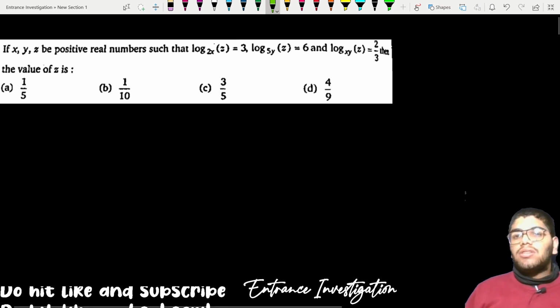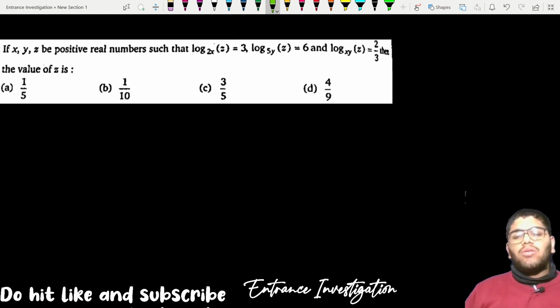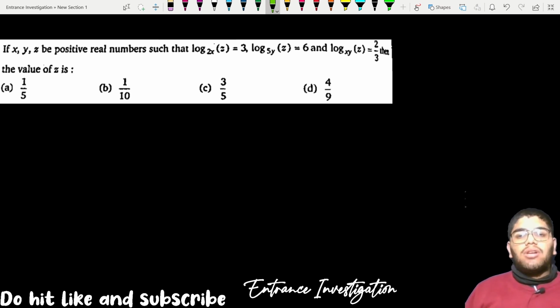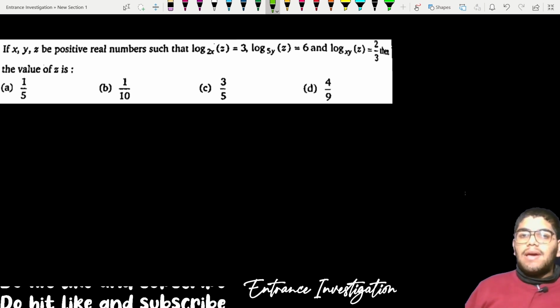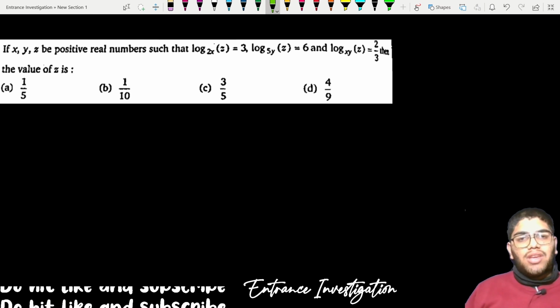Particularly for JEE Advanced, logarithms is quite a decently important topic. I won't say it is really very important, but it is important in some particular aspects, like somewhat problem solving, I must say. And so I would request you all to attend my lectures really very carefully.